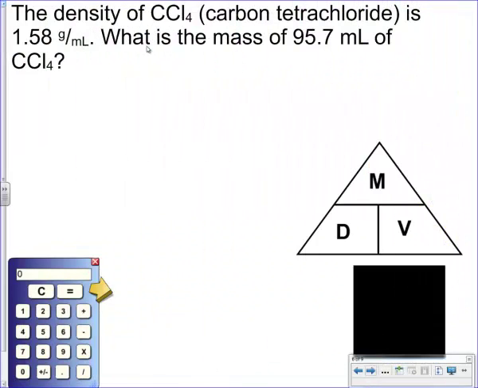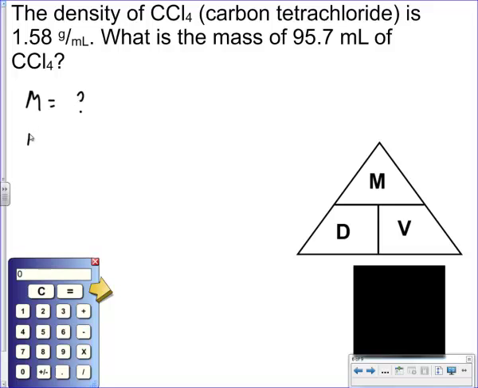For this example, we're not asked to calculate the density, but one of the other variables. So let's read the problem. The density of CCl4, which is carbon tetrachloride, is 1.58 grams per milliliter. What is the mass of 95.7 milliliters of CCl4? Well, if I look at this problem, now I'm asked to calculate the mass of the object.